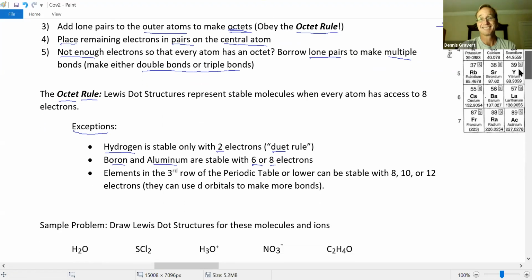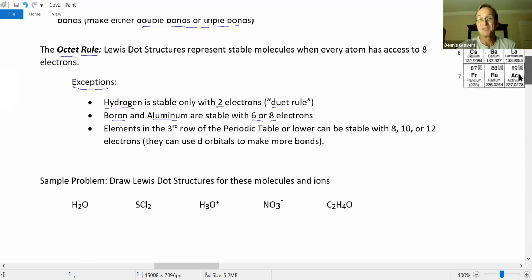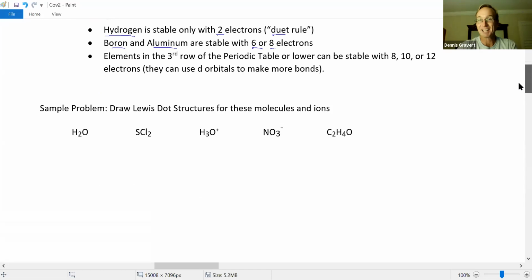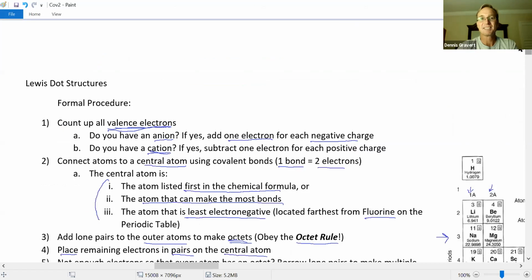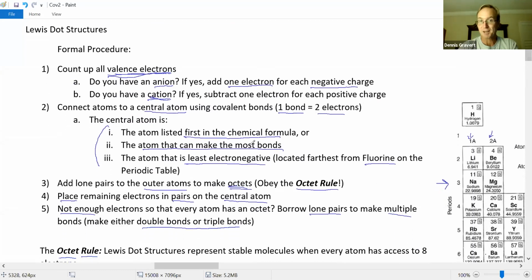Fun stuff, chemistry. All right, we're going to end the video here with some examples. Okay, let's play the game. What's the game? Here are the rules. Step 1, count valence electrons, adjust for anions and cations. Step 2, link the atoms to a central atom. The linkage is through a covalent bond that uses up 2 electrons per bond. The trick is going to be picking the central atom. See if it's the first element listed in the formula, or the one with the greatest number of bonds, or the one farthest from fluorine.